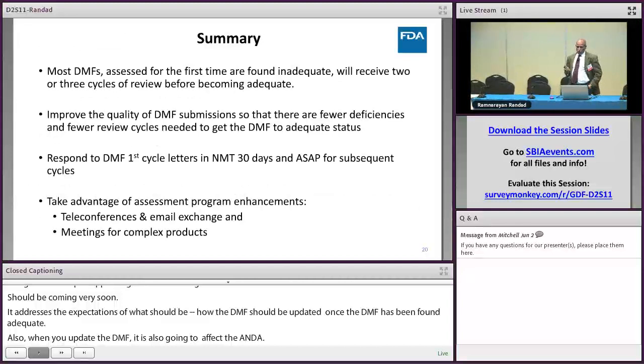So in summary, we have the first adequate letter. Most DMFs are found inadequate during the first cycle and require 2 to 3 cycles of review. There is a significant opportunity to improve the quality of submission. Respond to first cycle IRs or DRLs in 30 days, or as soon as possible for the subsequent cycles. Take advantage of the other program enhancements such as the teleconference, email exchanges, and meeting for complex drug substances.